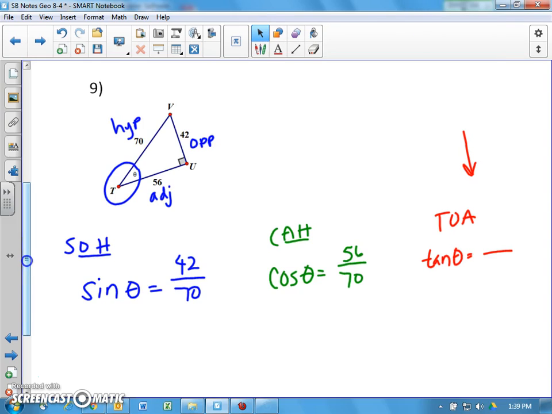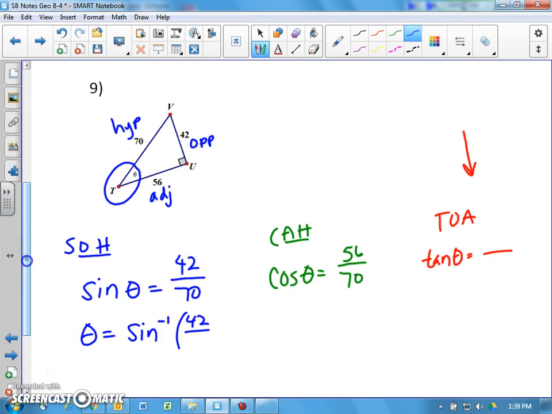So let's look at what happens when we solve these. Theta is going to be the inverse sine of 42 over 70. You can reduce that if you'd like. We're just going to use our calculator, so it doesn't matter. The calculator is fine with it that way. So I want you to go through and write this next step for each one of these.